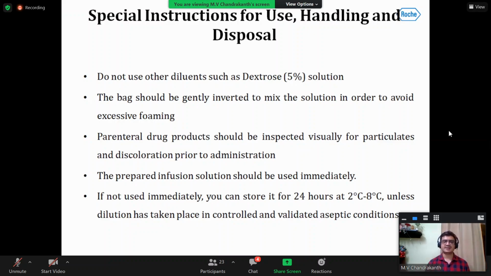So the parenteral drug product should be inspected visually for any particulate matter. The prepared infusion should be used immediately. If not used immediately, we must store it at 2 to 8 degrees centigrade in the refrigerator, and it can be stored up to 24 hours.